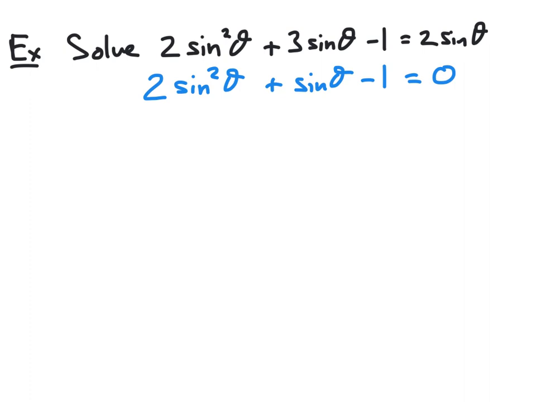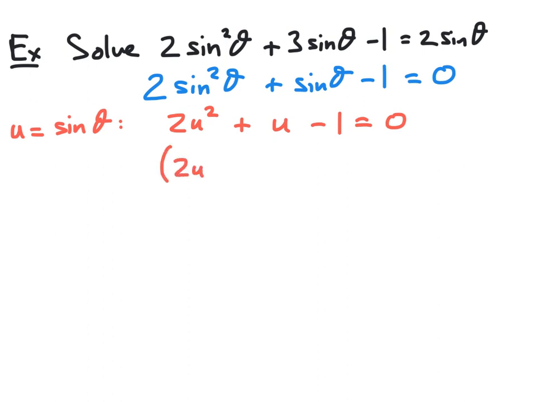If we don't like thinking about this, what we can always do is make a quick substitution, maybe u as an example of a variable that we could replace sine theta with. And if we did this, we see that we get 2u squared plus u minus 1 equal to 0. And this is the same equation, except using a variable u in place of sine theta. Now this is exactly a quadratic equation, and we can factor this. In this case, 2u minus 1 times u plus 1.